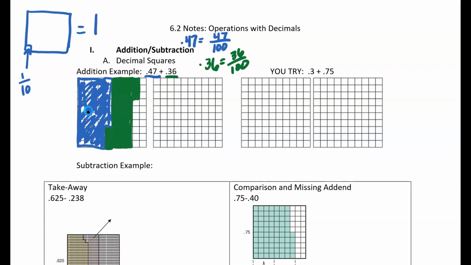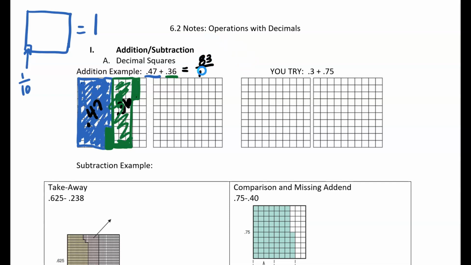So in the end, we've got 0.47, and this is 0.36. And then for the total, we just look at how many squares we have colored in. So we've got 1, 2, 3, 4, 5, and you know what, I probably shouldn't have colored this all in so that we can actually count these. Here, let's do that instead. There we go. So we've got 1, 2, 3, 4, 5, 6, 7, 8 columns, and then 1, 2, 3 extra squares. So it looks like there's 83 hundredths total. So it looks like we have 83 out of 100 total, which is 0.83.